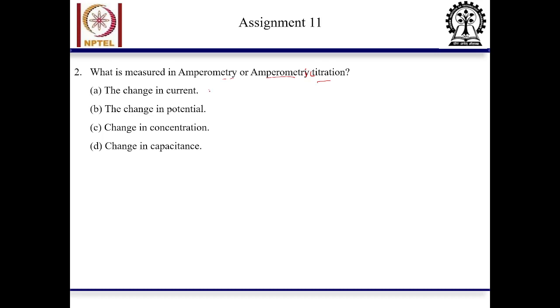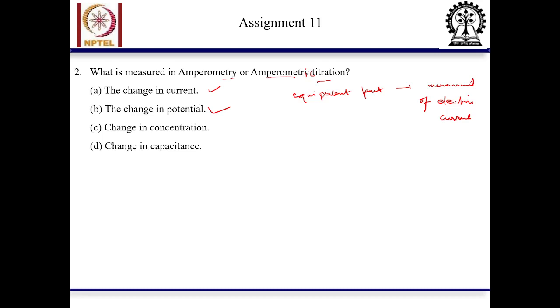Okay, so basically this is the correct answer. The correct answer is A, because in amperometric titration, the equivalence point is determined by the measurement of the electric current. A change in the potential would be potentiometric titration, a concentration change would be volumetric titration, and so on, and then there is the change in capacitance.